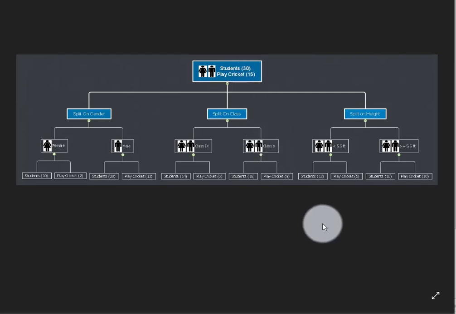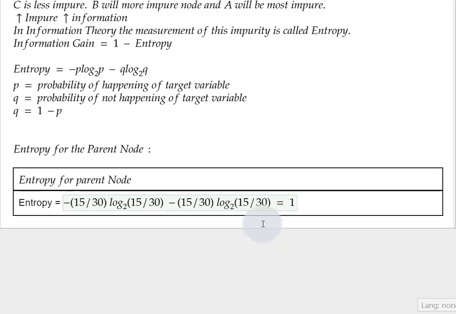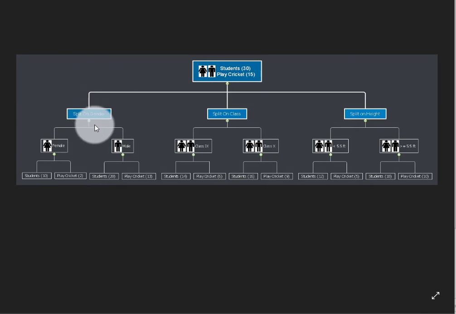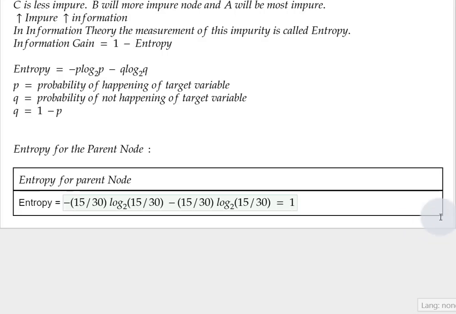Now it is the impure node, right? Because for a pure node, the entropy value will always be 0. So we will now try to formalize the entropy value of the gender split. For that we will add another table over here.